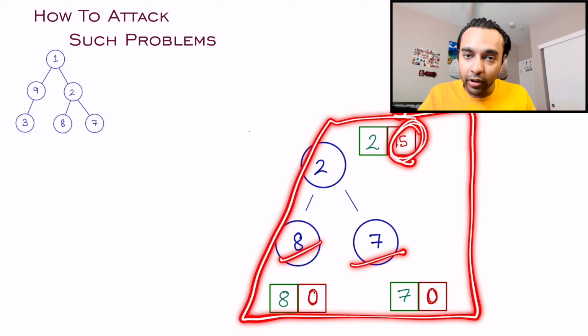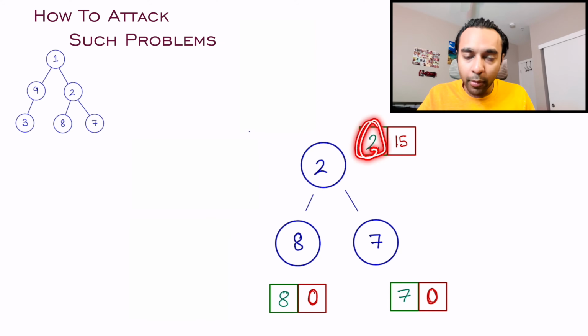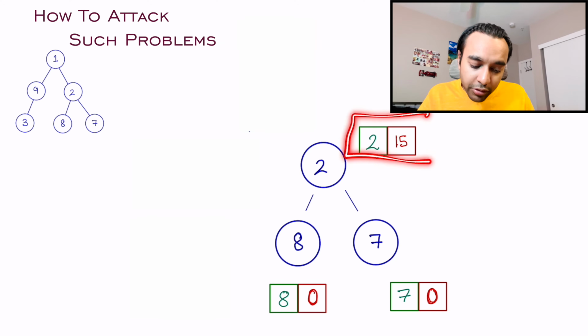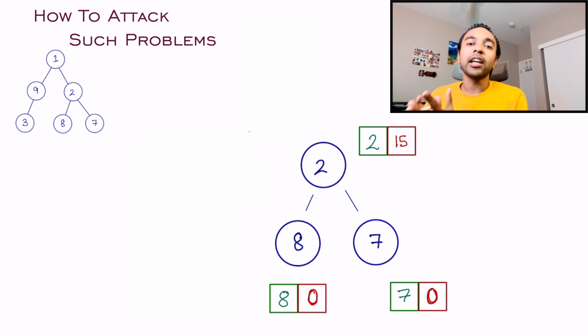And that is reflected over here. And if you're choosing to rob this house, then you will only get an amount of 2 because you cannot rob 8 and 7. So look at these two values. The maximum of these values will tell me that, okay, if I start at this point, what is the maximum amount I can rob?